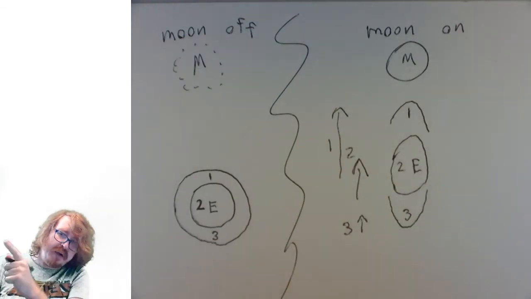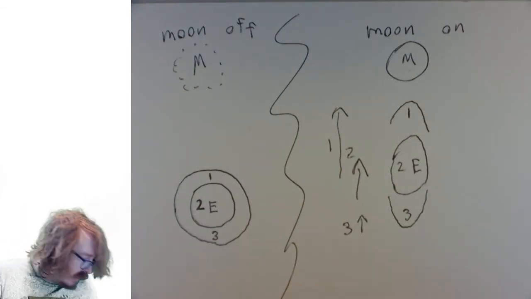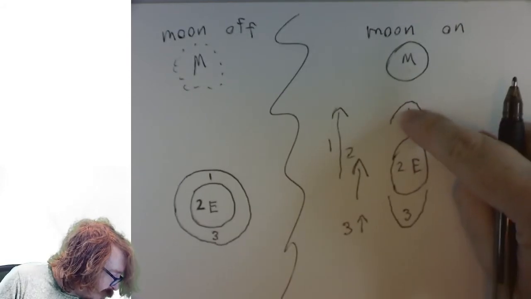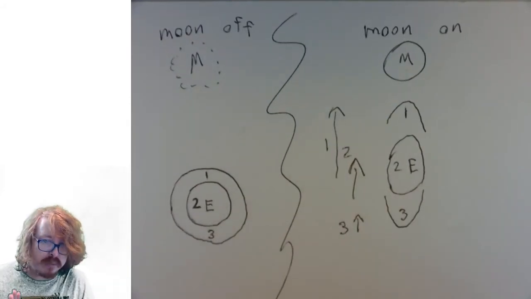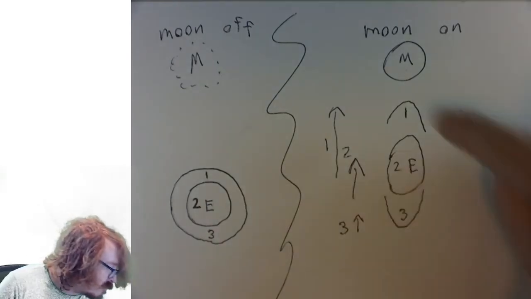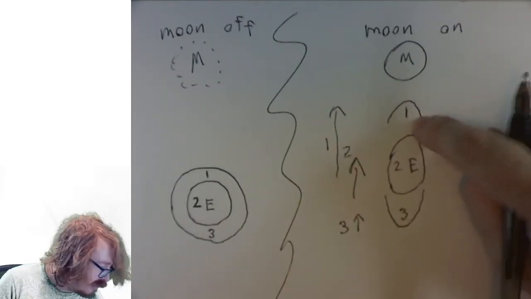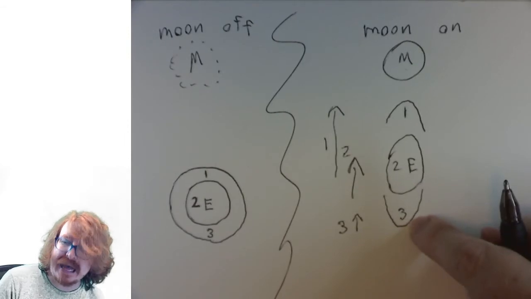But here we go. Here's the thing. That means the water here got deeper and the water here got deeper. Those two parts of the water on our planet got deeper. This one because it was ahead, and this one because it was behind.